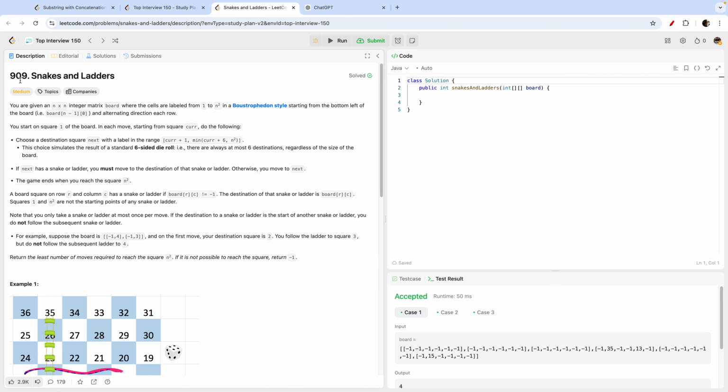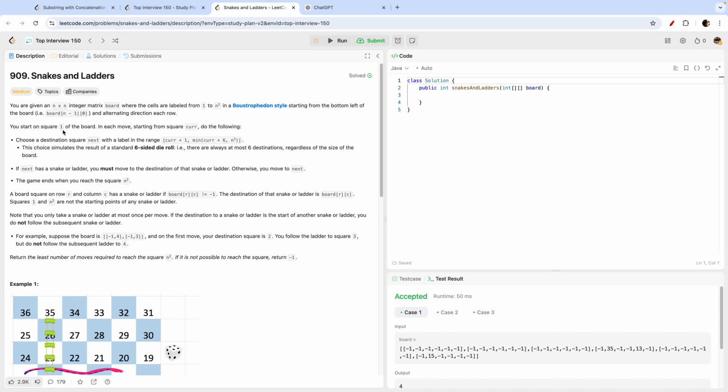So this is LeetCode 909, Snakes and Ladders. The problem says you are given an n x n integer matrix board where the cells are labeled from 1 to n squared in a Boustrophedon style, starting from the bottom left of the board, board[n-1][0], and alternating direction each row.